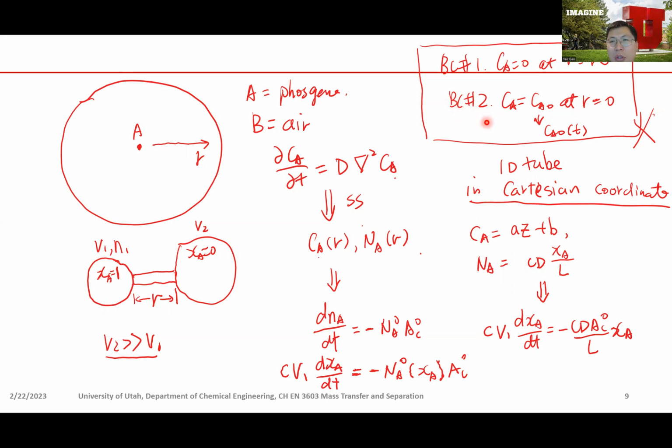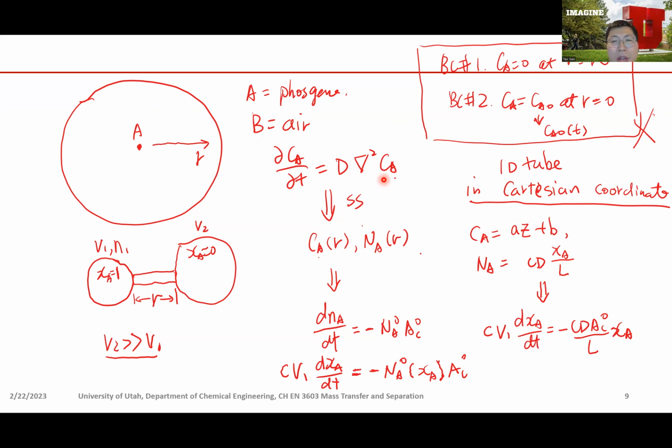But if you look carefully, as the phosgene is leaving the point source, the concentration at the origin is going down, which means C_A0 is a function of time. So it's not a constant. That means we cannot use this boundary condition, because the boundary condition is changing. That makes it hard, so we cannot solve this partial differential equation with only one boundary condition.